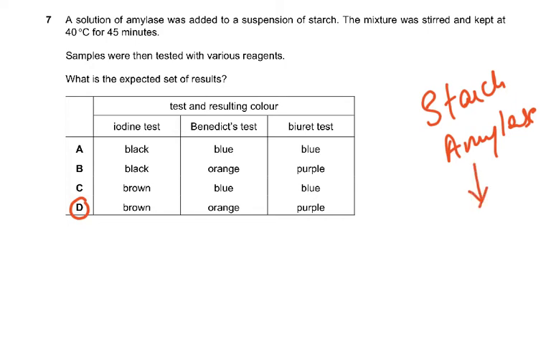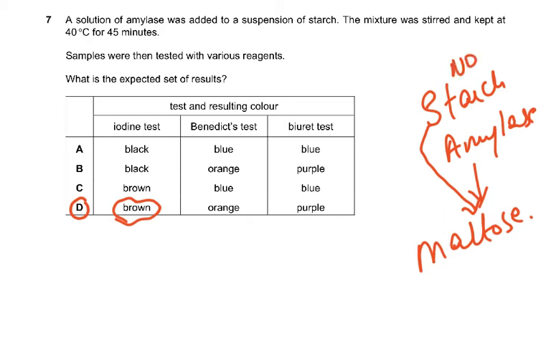So all of this starch would be converted to maltose, and maltose is a reducing sugar. So the iodine test is brown in color, but if you test it with starch, then it becomes blue-black to prove that starch is present. Now it remained brown, that means all the starch would have been used up, so there'll be no starch left because all the amylase would have converted into maltose. Benedict's would be orange and the biuret test would be purple.